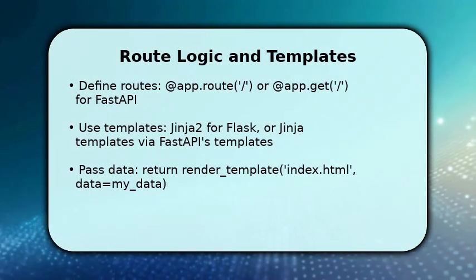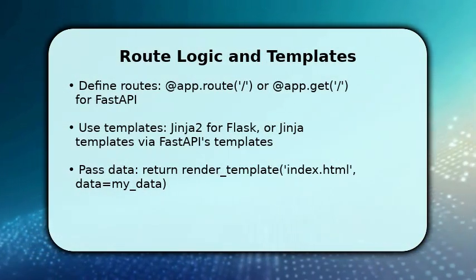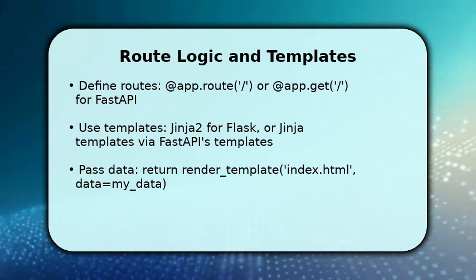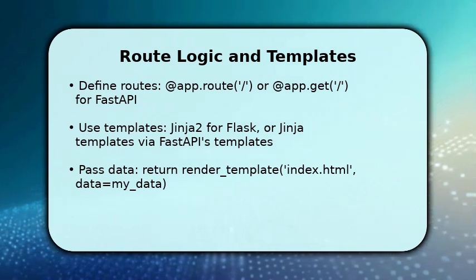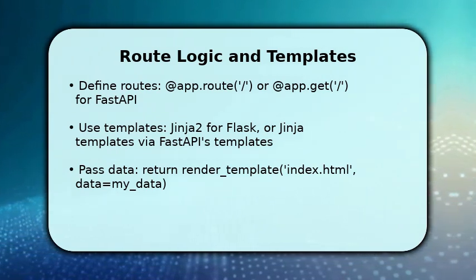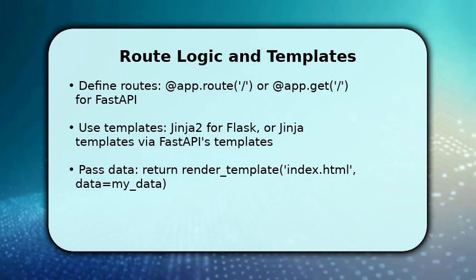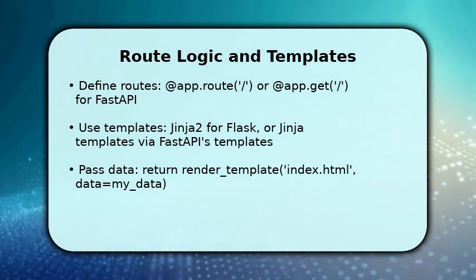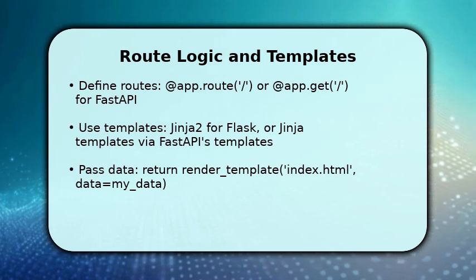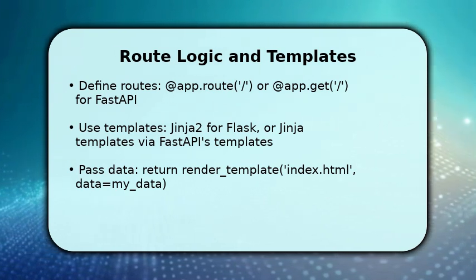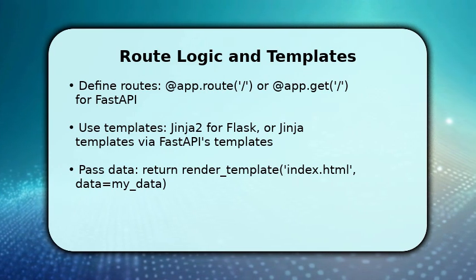Now implement the middle steps. Create routes that respond to HTTP GET/POST and render templates. For Flask, use render_template with Jinja2. For FastAPI, mount templates and return TemplateResponse. You pass Python variables into templates so HTML can display dynamic content. This is how logic meets UI.